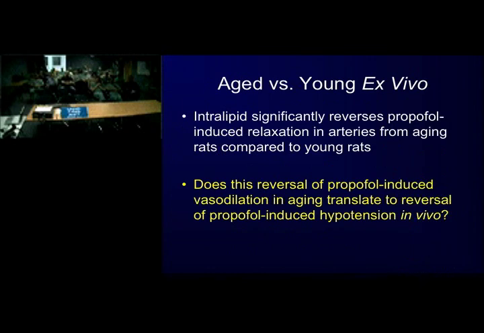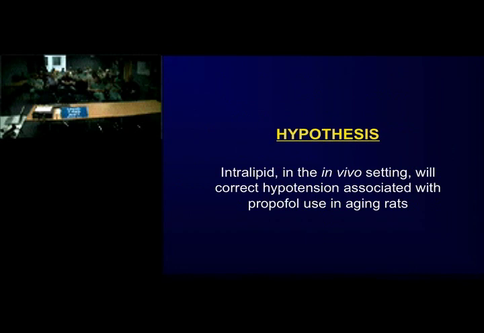So all that was the ex vivo data, the data that I collected from isolated small arteries put in tissue baths. The take-home message is that intralipid significantly reverses propofol-induced relaxation in arteries from aging rats compared to young rats. But the big question I had after that was, does reversal of propofol-induced vasodilation translate to reversal of propofol-induced hypotension in vivo? My hypothesis at that point was that intralipid in the in vivo setting will correct hypotension associated with propofol use in aging rats.